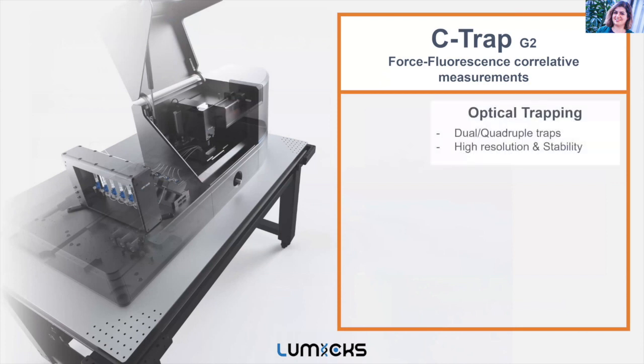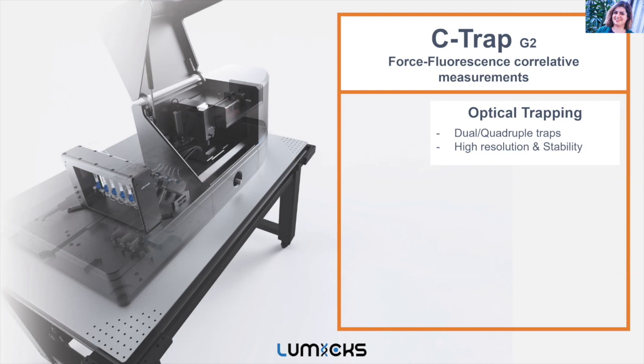So the optical traps in the system could be a dual trap, which has two focused IR laser beams, which allows you to hold on to, for example, two polystyrene beads, as I mentioned, and attach them to a biological sample of interest, and either manipulate the sample or measure forces. That would be called a dual trap. Or you can have four of those traps, which we call a Q trap or quadruple trap. So it comes in both configurations.